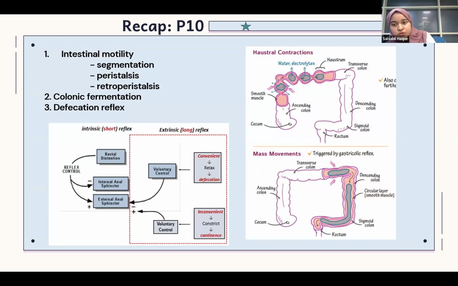And then after the transverse colon, you're done digesting, you want to now expel the feces, right? So that's when you have peristalsis. Peristalsis propels the food forward. Haustral segmentation does not do propulsion forward; it is mainly just for absorption, as I said. Then you have retroperistalsis in the rectum, as I mentioned.